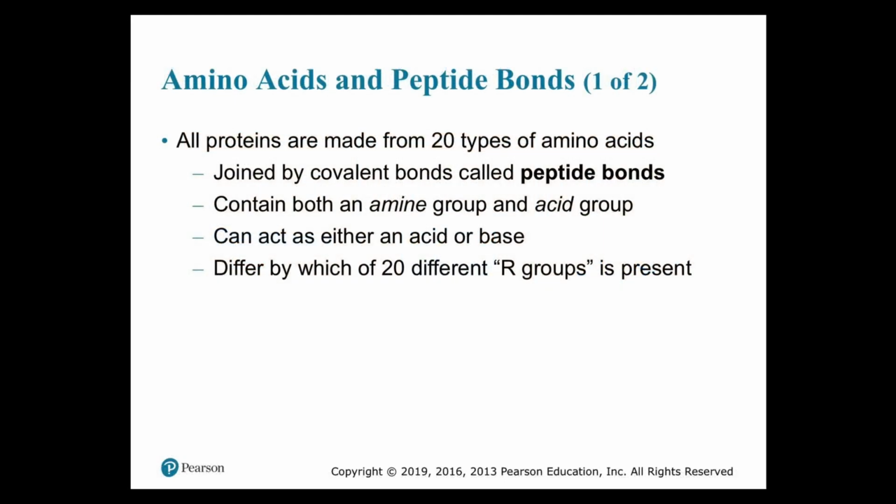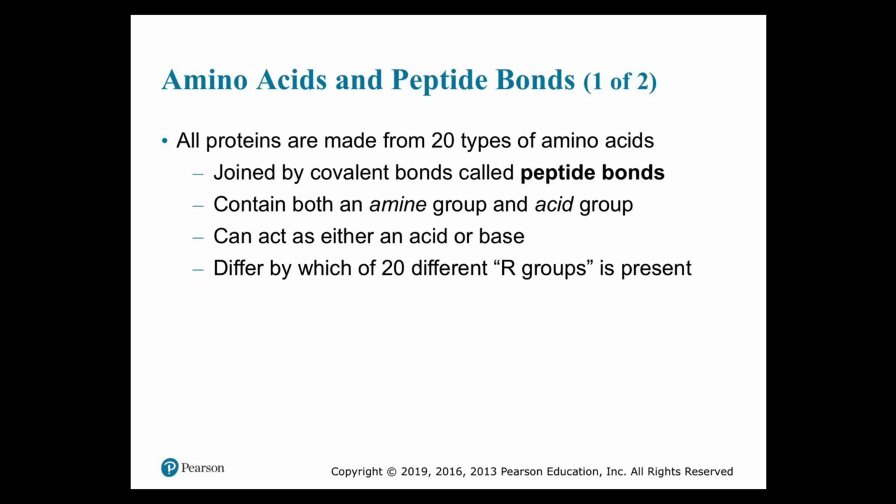So proteins are the large polymers, and they're made up of monomers or subunits of amino acids. There are 20 types of amino acids, and they're joined together by dehydration synthesis. Remember, they form covalent bonds, and these bonds are specifically called peptide bonds.